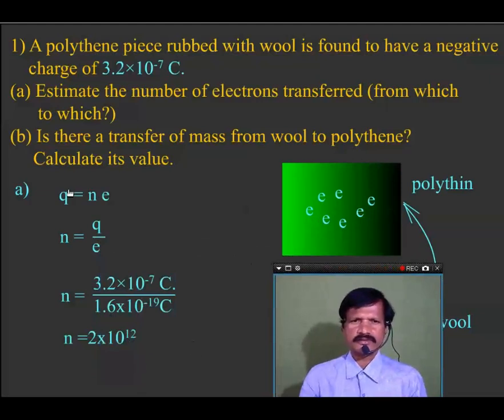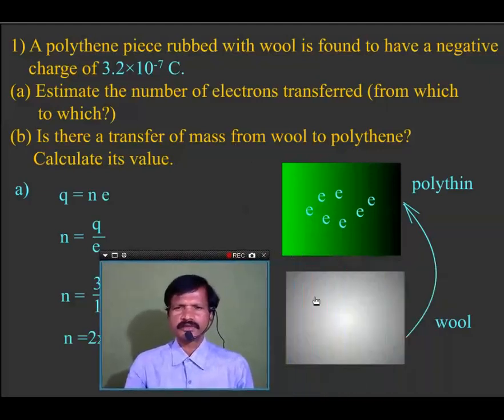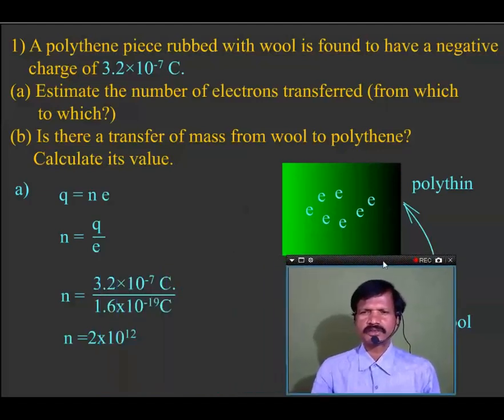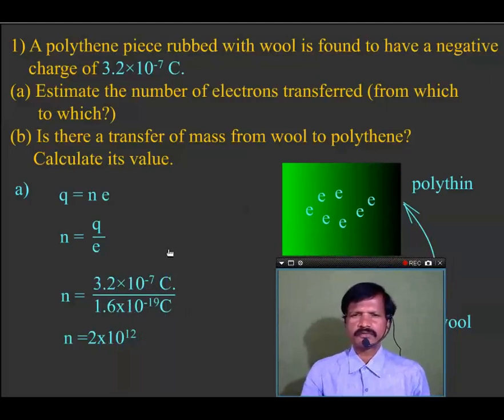And next, what is B? Is there a transfer of mass? Yes, of course, because each electron has a certain amount of mass. Therefore, transfer of electrons from here to here means there is a transfer of mass. How much mass is transferred? We know the mass of each electron. Therefore, we can find the mass of 2 into 10 to the power of 12 electrons.